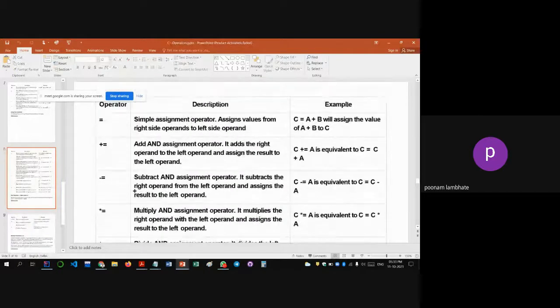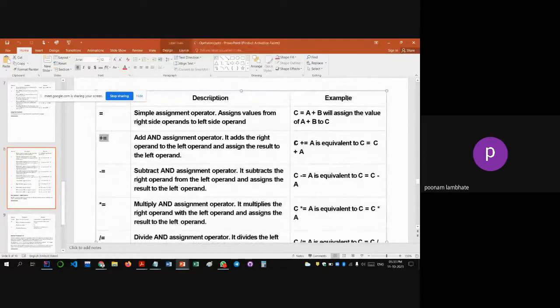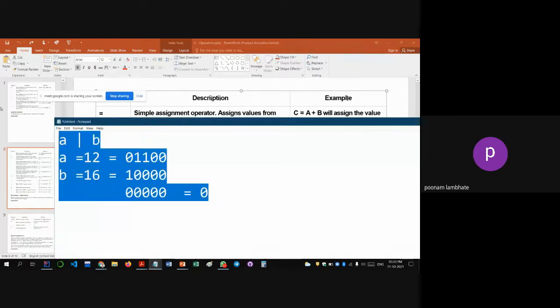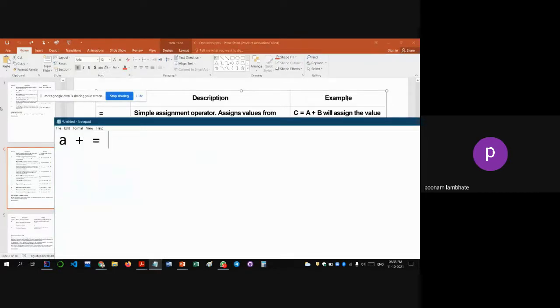And then this plus equal to. When you write C plus equal to A, it is the same as writing C is equal to C plus A. For example, A plus equal to B is the same as saying A is equal to A plus B. The meaning is that the left side is equal to left plus right. Instead of left we have A, instead of right we have B, and the same thing is done.